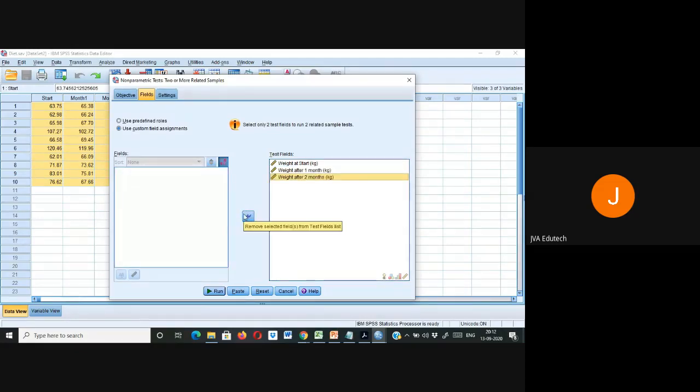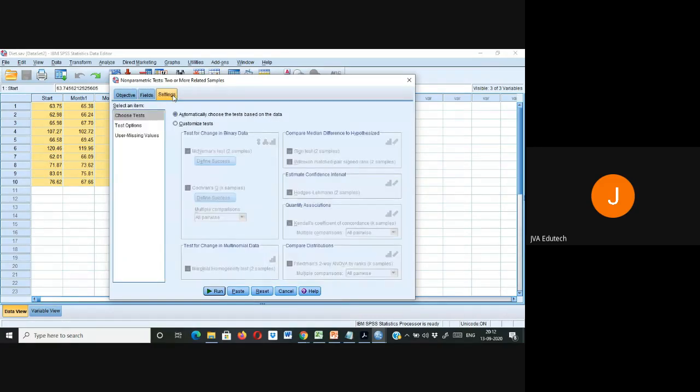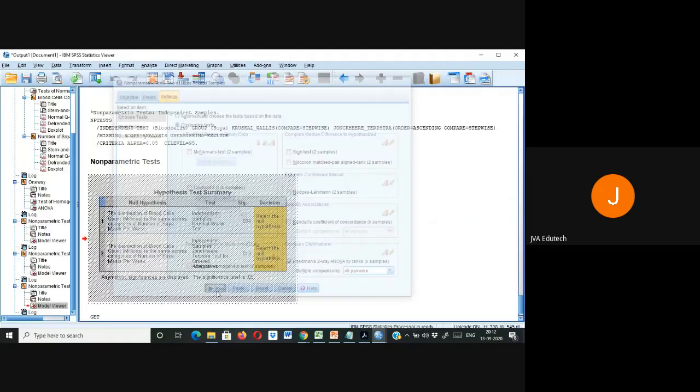And then in settings, you have to take Friedman's two-way ANOVA by ranks and select all pairwise and run the analysis.